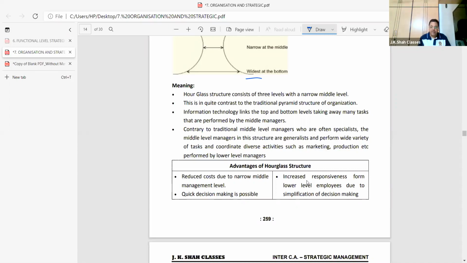So see, information technology links the top and the bottom levels, taking away many tasks that are performed by the middle managers. Contrary to traditional middle level managers who are often specialists, the middle level managers in this structure are generalists. I was saying that now, instead of having 8 directors who are specialists in each thing, we have 2 generalists who are good in everything that is done. So what will happen? My salary bill will become less.